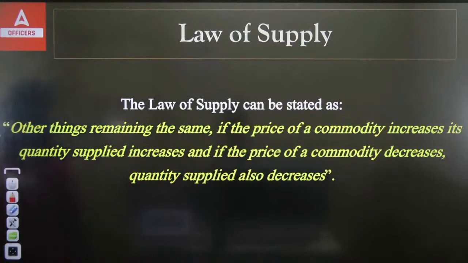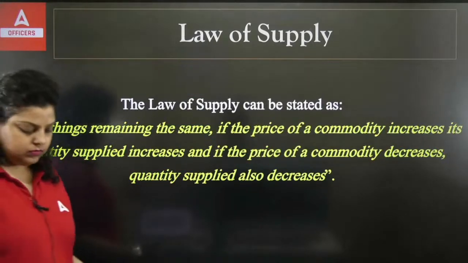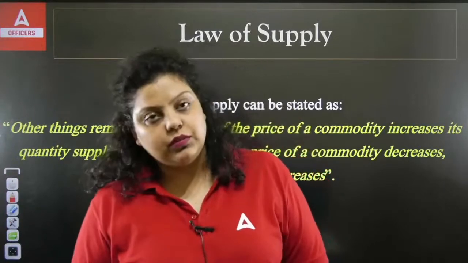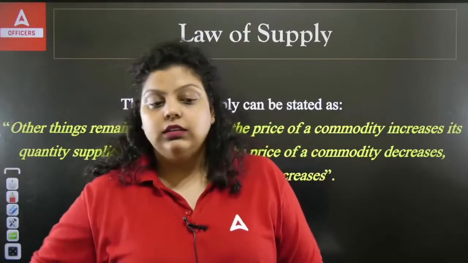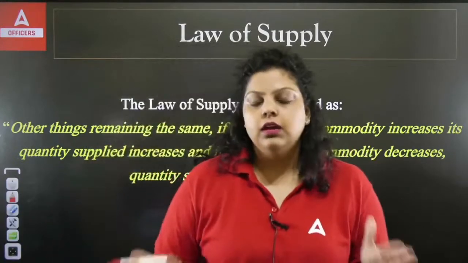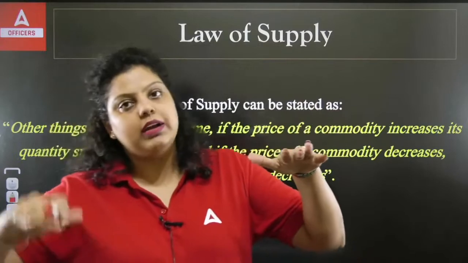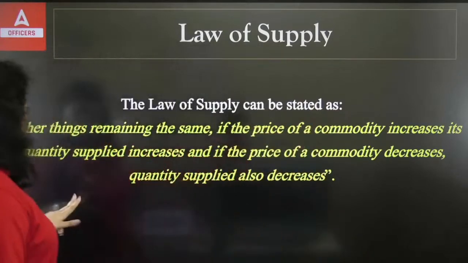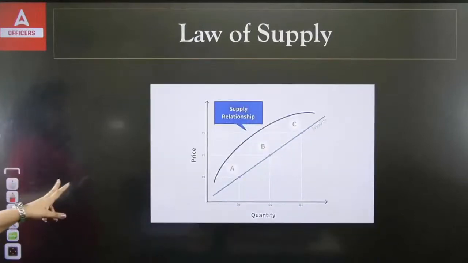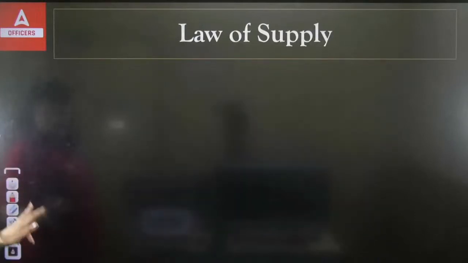But the other things should be the same. Other things like what? The income of people, the taste and preference of the customer, the substitute goods available in the market, they should be the same. But when the price increases, quantity supplied will also increase. Okay, this is the law of demand. Sorry, law of supply. I don't know why I keep saying law of demand now.